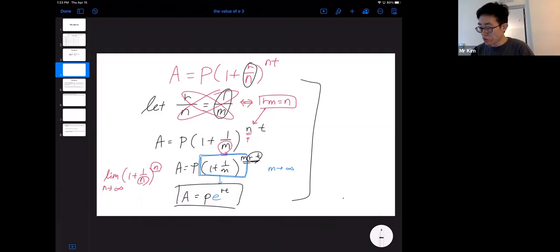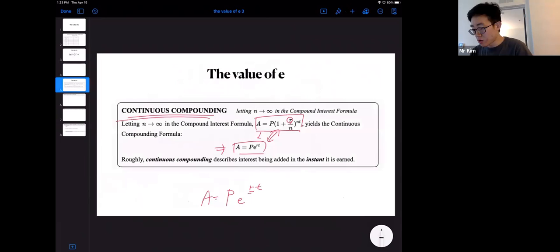This is the work for it, but if you need to see this slide again, just let me know. Again, continuous compounding describes interest being added in the instant it is earned. It's continuously having the compound interest added on top of the original for a duration of time. Let's apply this to solve some questions here, and then I'm going to give you an extra ticket and we're going to call it a day for today.